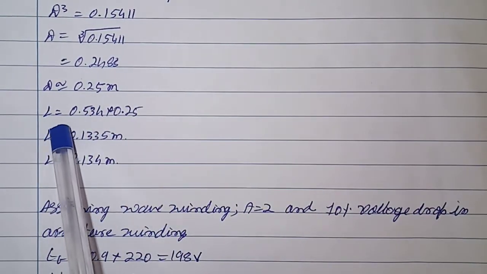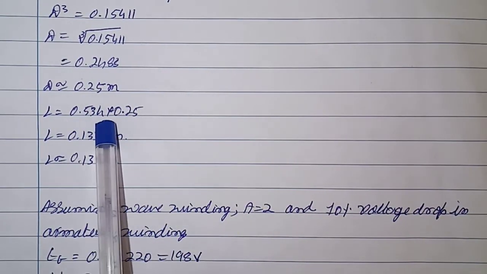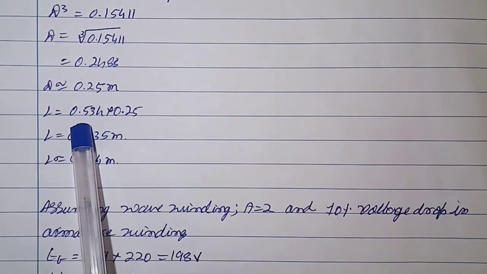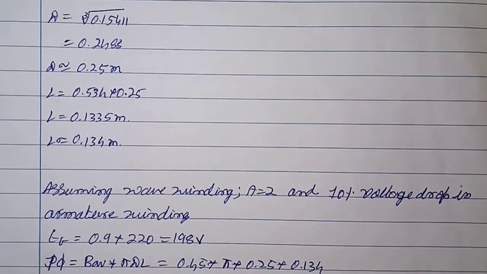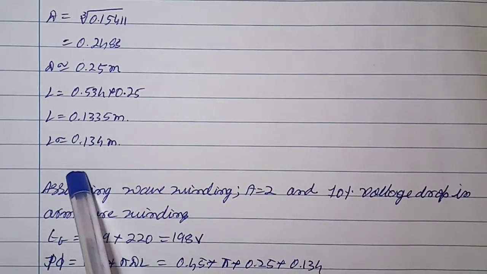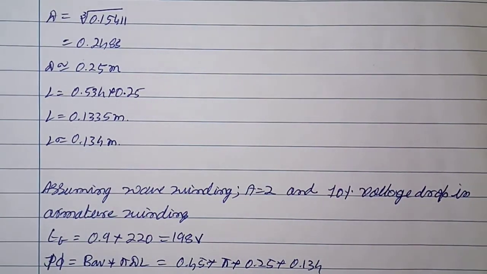And then the length: the relation we had was 0.534 into D, so 0.534 into 0.25, which is 0.1335 meter, approximated to 0.134 meter.